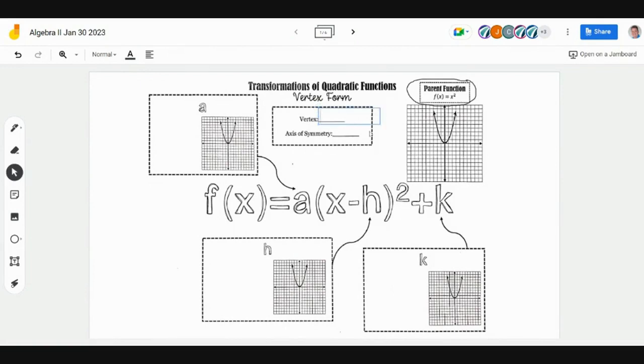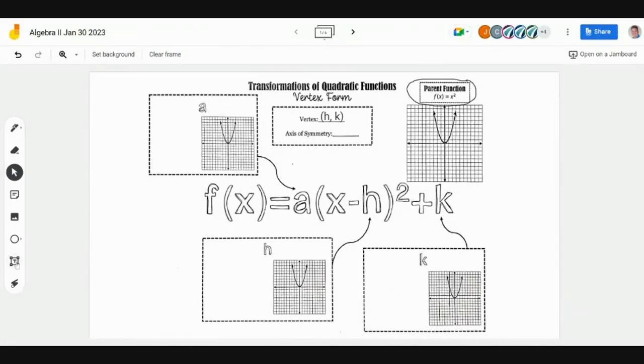So the vertex, looking at this formula down here, is h, k. In this case, the parent function, h is 0 because there's nothing being subtracted from the x, and there's no k being added on, so it's 0. So 0, 0 is the h, k. So that is the parent function.